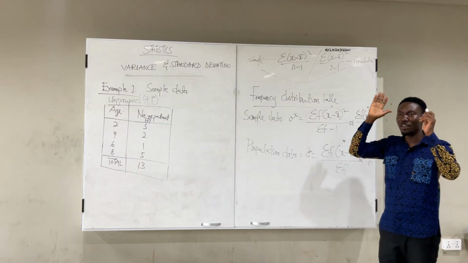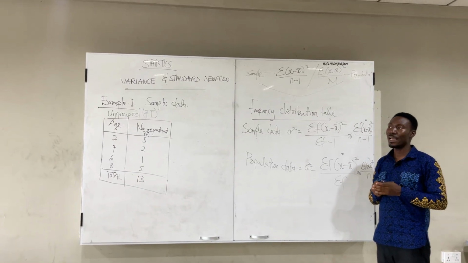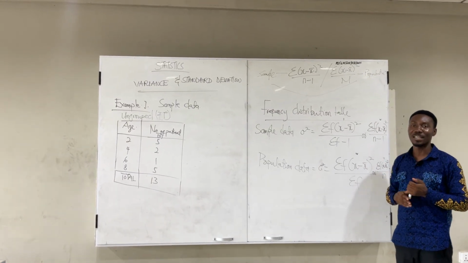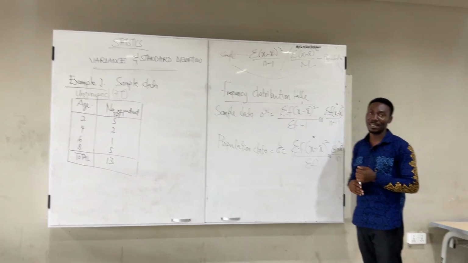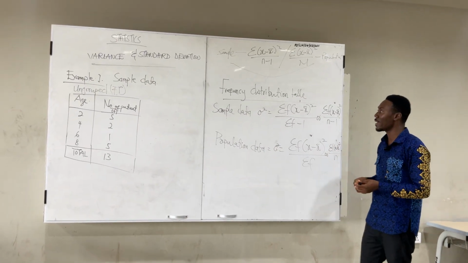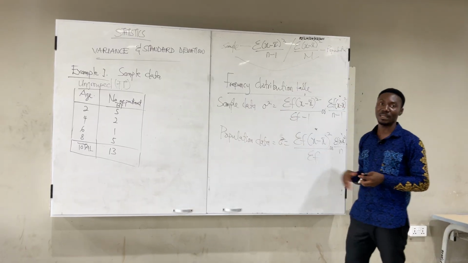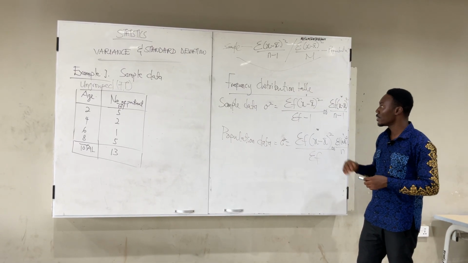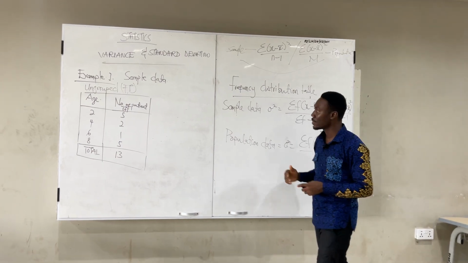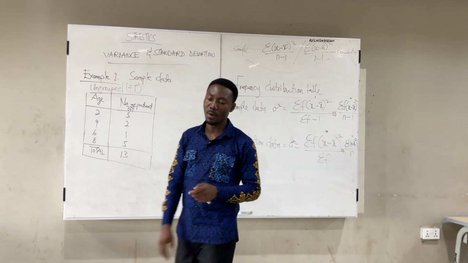So once you are given a frequency distribution table and the question asks you to calculate variance, even if you don't know anything else, at least write the formulas down once you are able to identify whether it's sample or population data, because the formulas will always come with some marks. Now that we know the formulas, let's go back to our example.